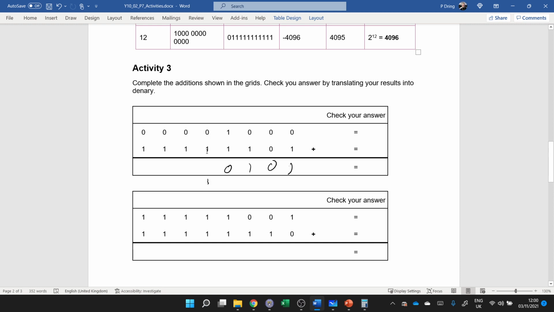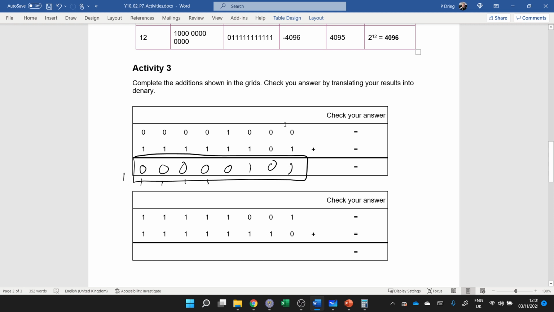Next, I've got 0 add 1, but I've also got a carry bit over here. So I'm actually adding 0 add 1 add 1, which is 2. Remember, 2 in binary is 1, 0. And then I've got 1 add 1 is 2. 0 carry the 1. 1 add 1 is 2. 0 carry 1. 1 add 1 is 2. So I've got an overflow bit here. I've only got 8 bits to play with, but I've got an overflow bit over here.